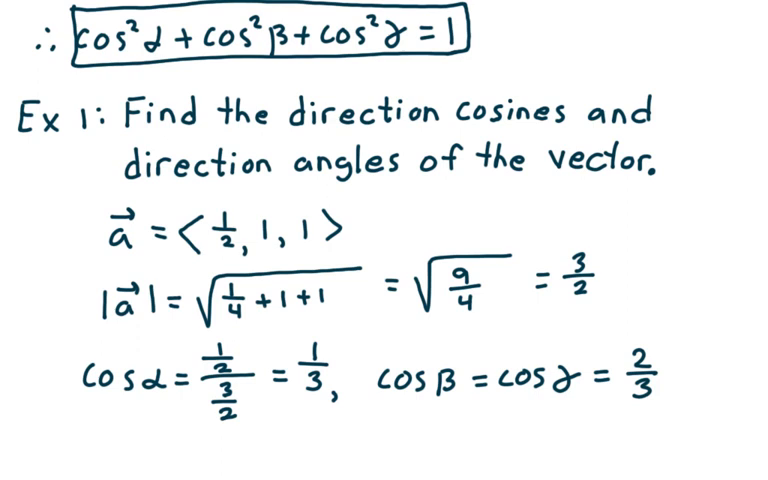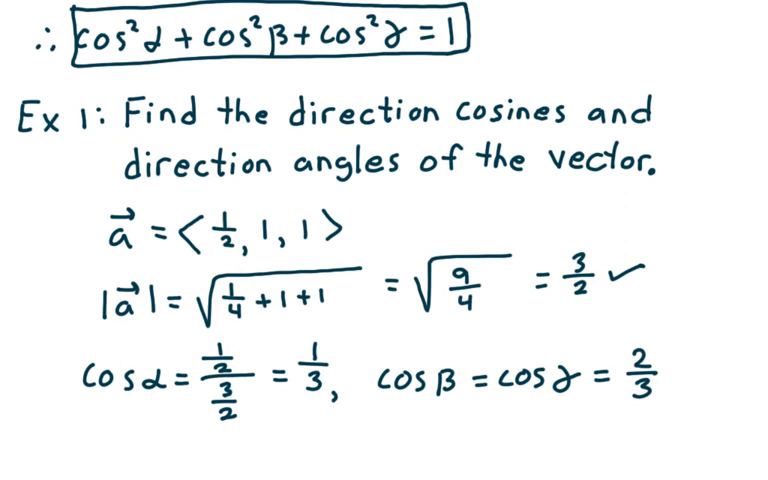Okay, let's take a look at example 1. Example 1 says to find the direction cosines and direction angles of a given vector. So we're going to apply what we just learned. And the vector is a equals 1/2, 1, 1. So the magnitude of a is equal to 3/2. That allows me to get cosine of alpha and cosine of beta and cosine of gamma immediately.